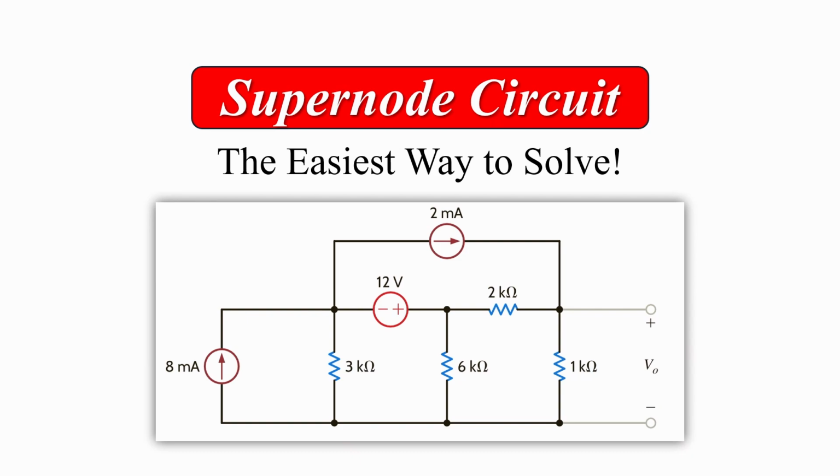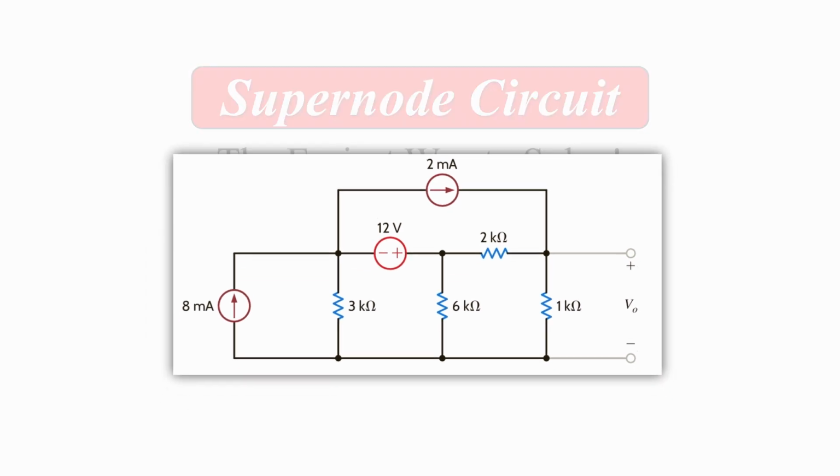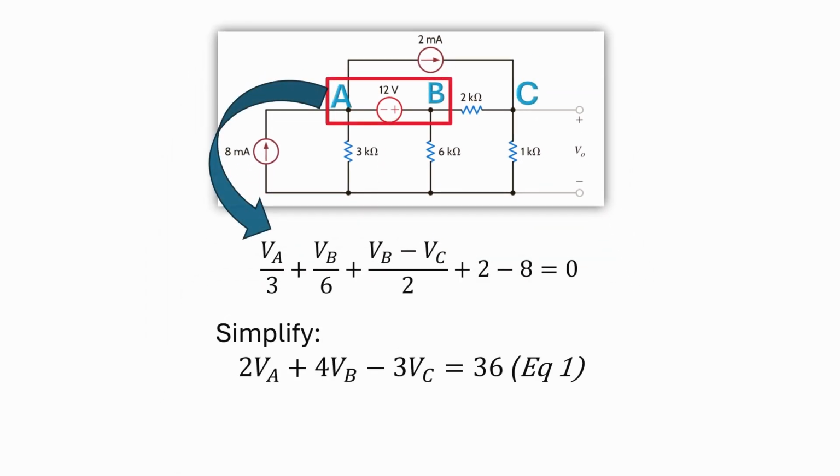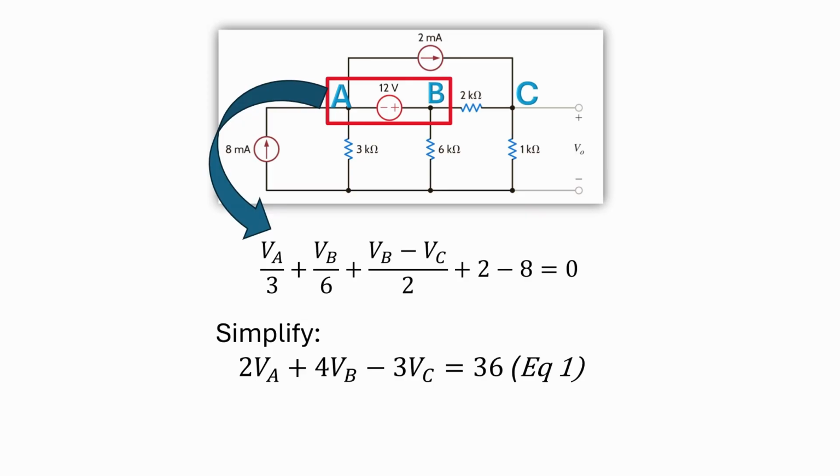Take a look at our first slide. We have a circuit with several different parts working together. There is a main current pushing through at 8 milliamperes on the left, and another smaller current of 2 milliamperes moving across the top. We also have a 12-volt battery or voltage source sitting right in the middle.